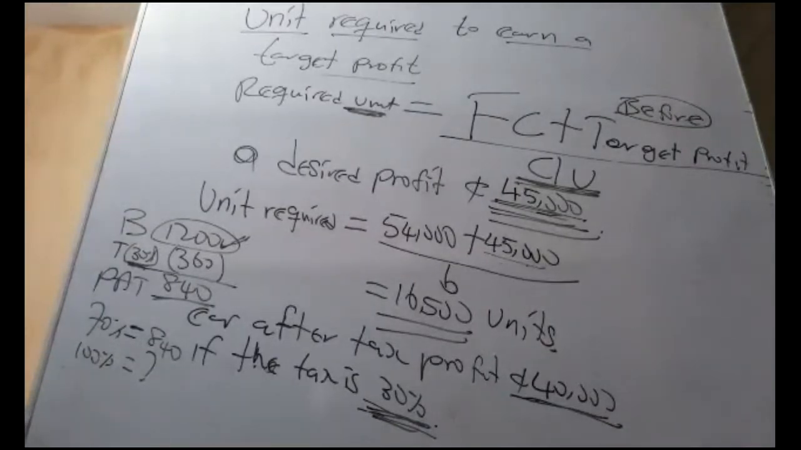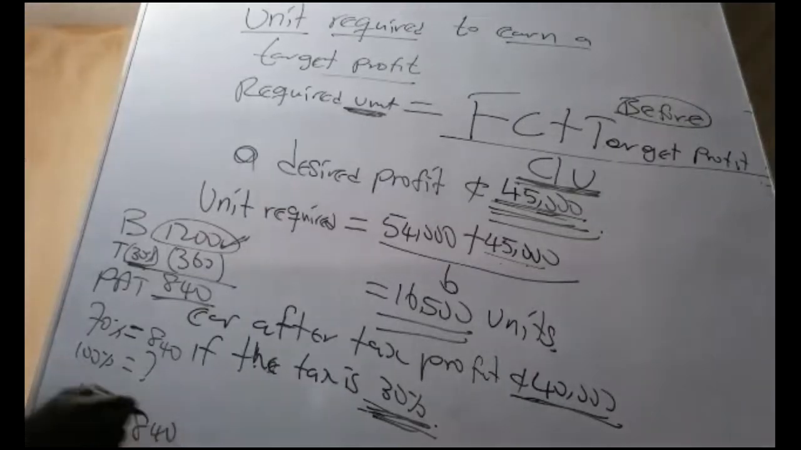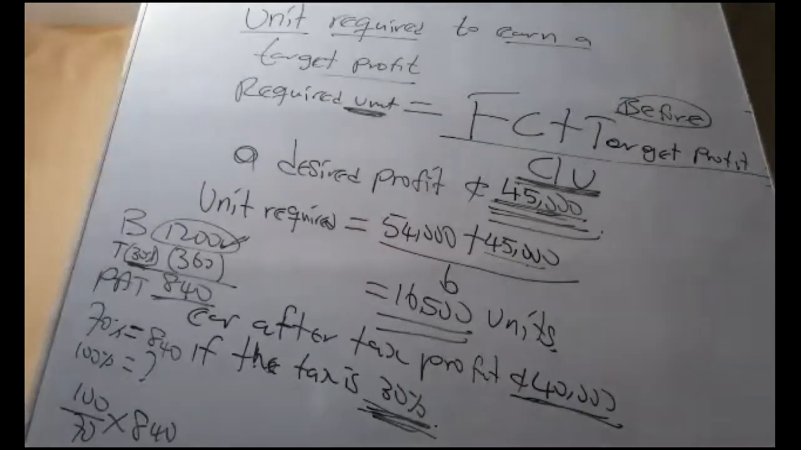So we are looking for what? 100. So in short, we just take 100 divided by 70 times the 840. So it will give you the 1,200 straightforward. How do we get that? So 100 divided by the 70 times the 840. Please, how do we get that?